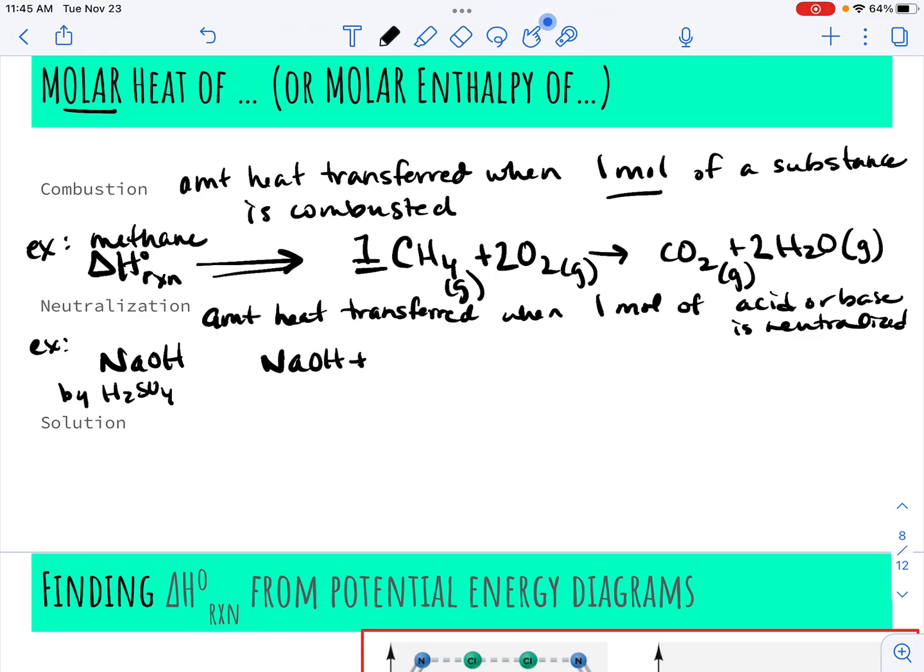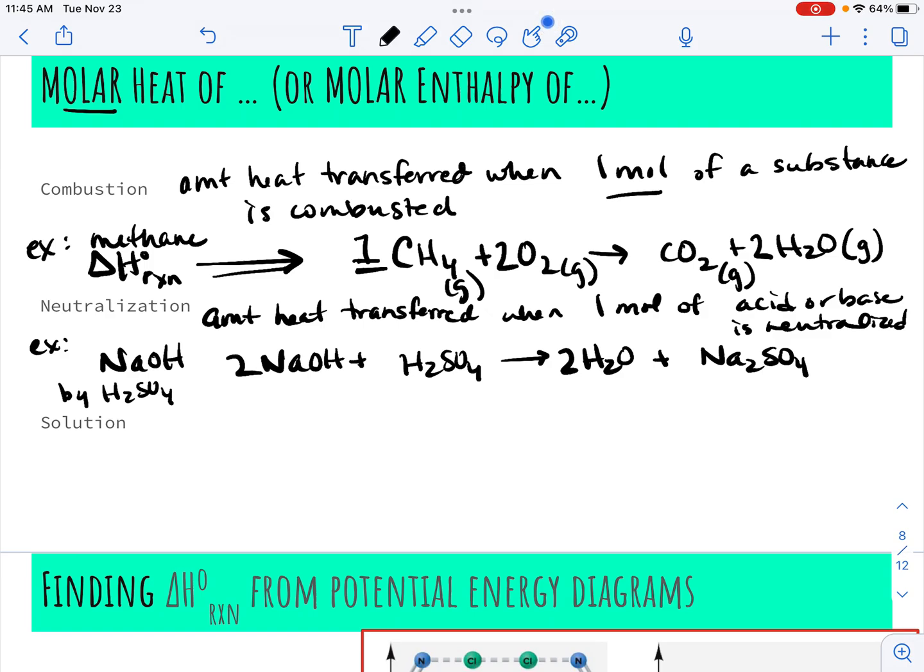So I have NaOH and H2SO4, and in a neutralization, I'm going to get water, and the salt I'm going to get in this case is Na2SO4. And I need to balance this equation. So I actually need 2 sodium hydroxides, and that's going to form 2 waters.